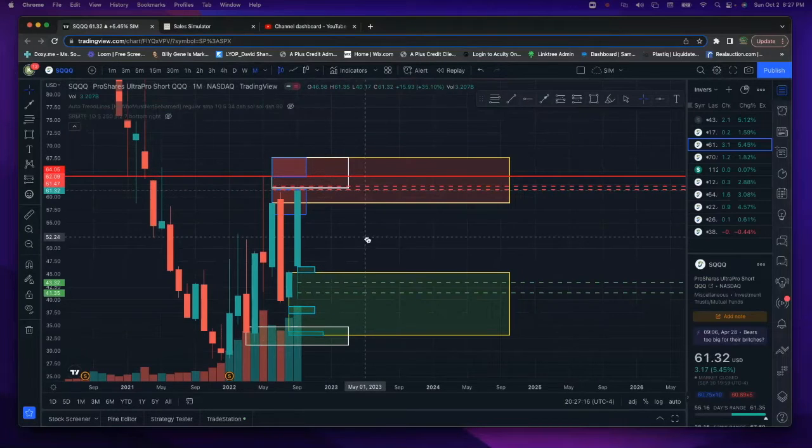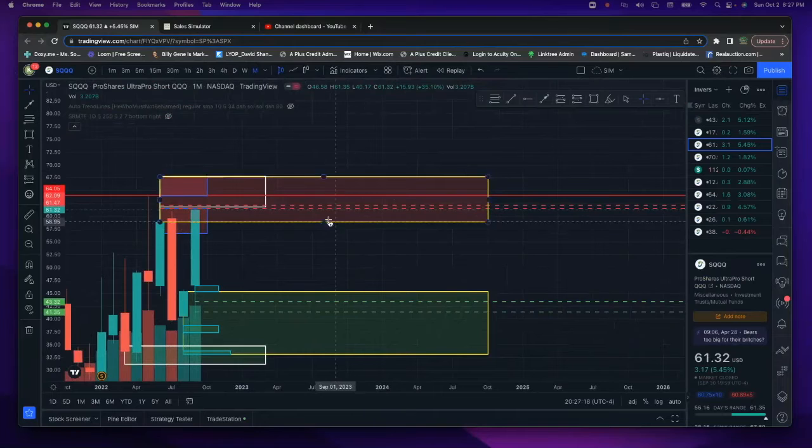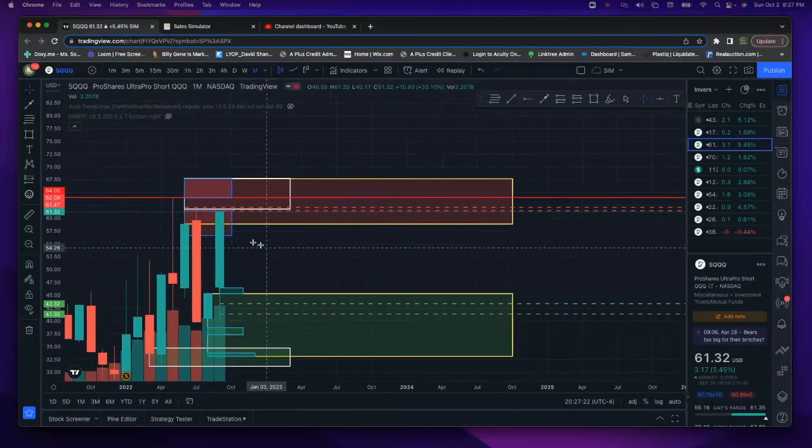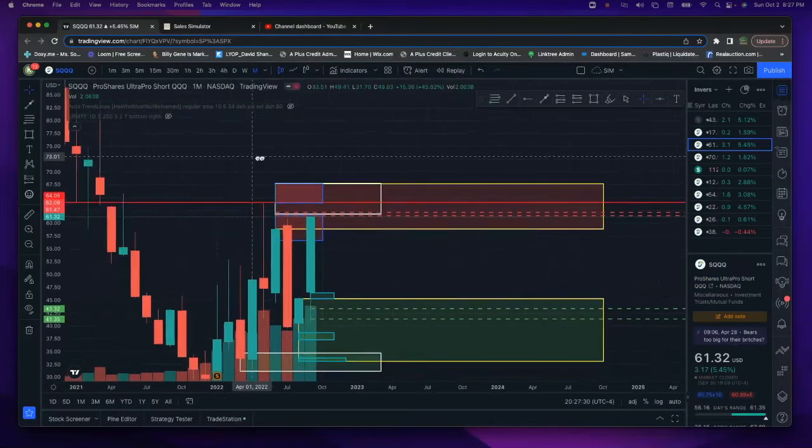So SQQQ right now is approaching, I believe, a daily gap. This is inside the monthly. It also finished out this first daily. It's touching a weekly and it has a daily, so it's somewhere inside of a triple zone. So I'm going to see how this reacts.